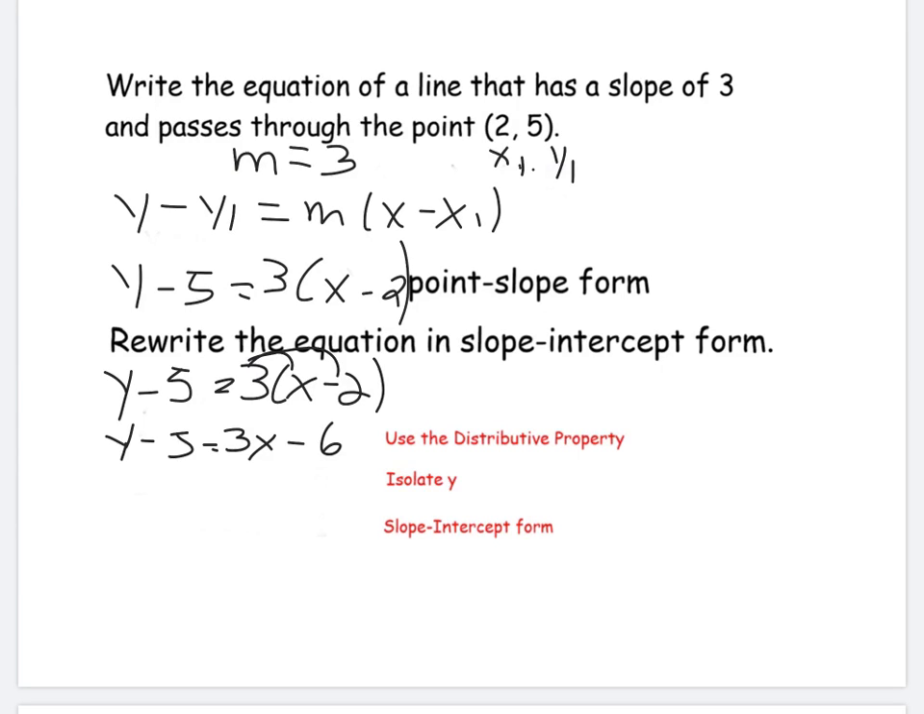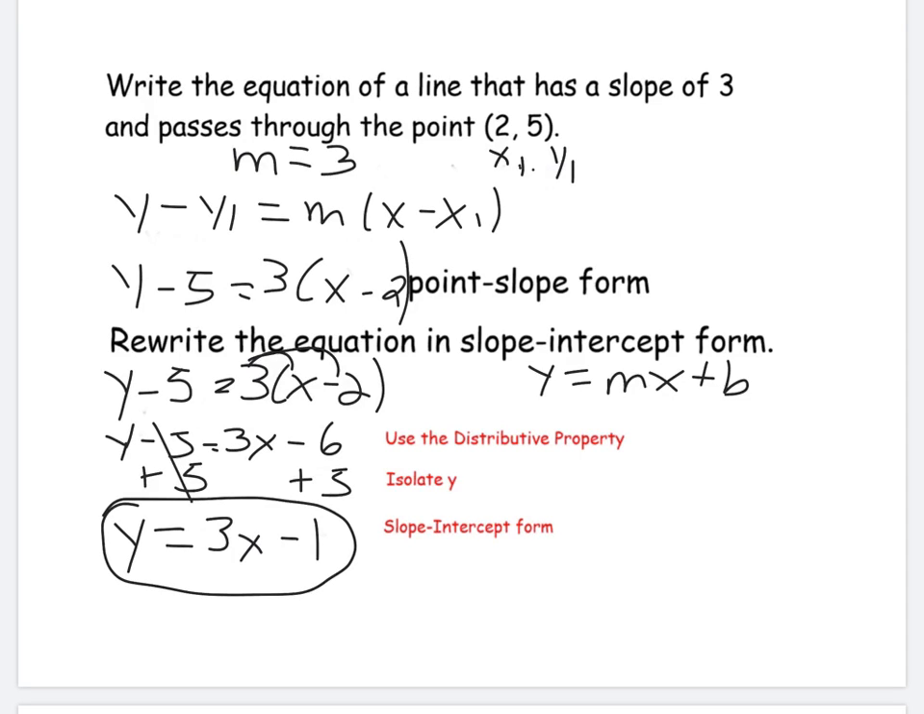So now I can use this to isolate the y, because remember, slope-intercept form is y equals mx plus b, where the y is isolated. So to isolate the y, I have to get rid of the minus 5. To get rid of the minus 5, I have to do the opposite, which is plus 5. So I want to add 5 to both sides. Minus 5 plus 5 are opposites. They cancel each other out, and I'm left then with y. And then I would have the 3x, because I didn't do anything with it, and then minus 6 plus 5 leaves me with negative 1. So in slope-intercept form, the equation for the same line would be y equals 3x minus 1.